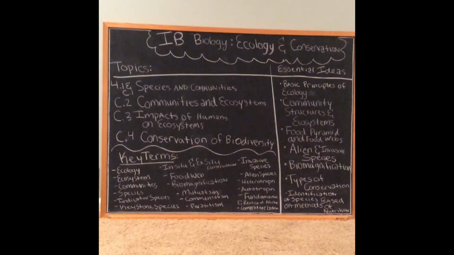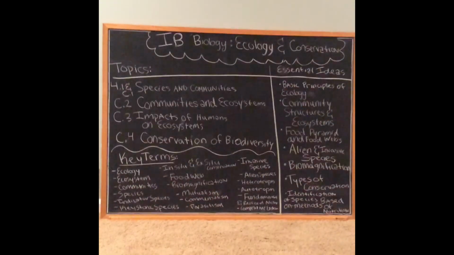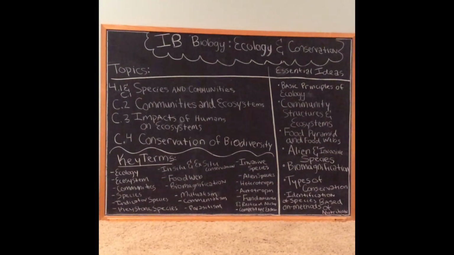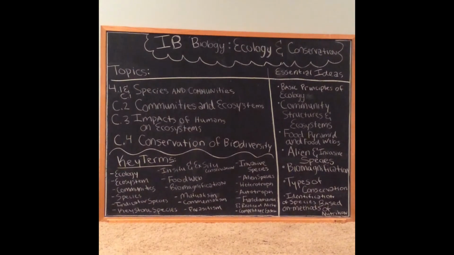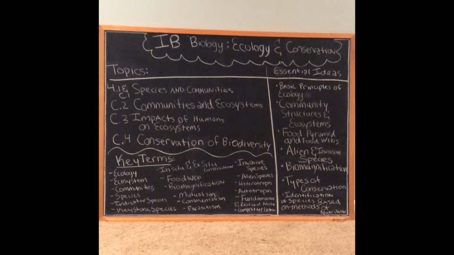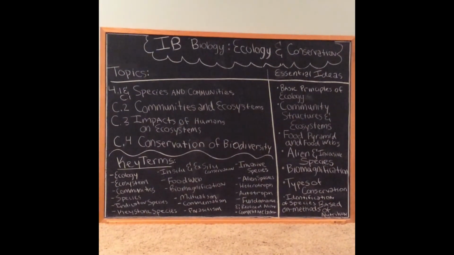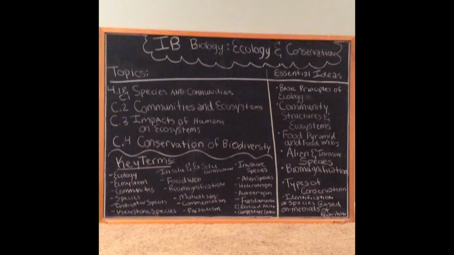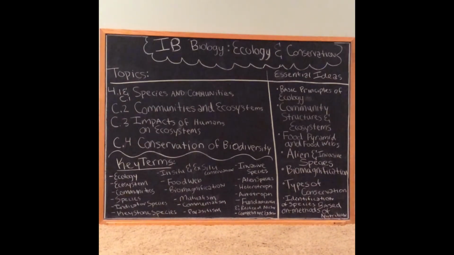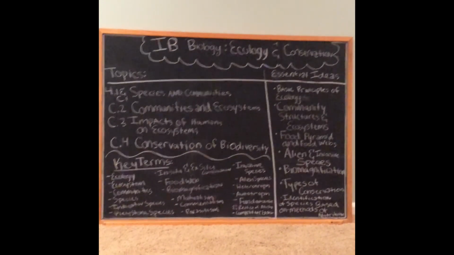Today we are going to be covering the topic of ecology, which falls under categories C and 4. Specifically, we will be learning about 4.1 and C.1, species and communities, C.2, communities and ecosystems, C.3, impacts of humans on ecosystems, and C.4, conservation of biodiversity. We will be discussing key terms such as ecology, ecosystem, community, keystone species, food web, biomagnification, mutualism, commensalism, fundamental and realized niche, alien species, and competitive exclusion principle, amongst many other things.